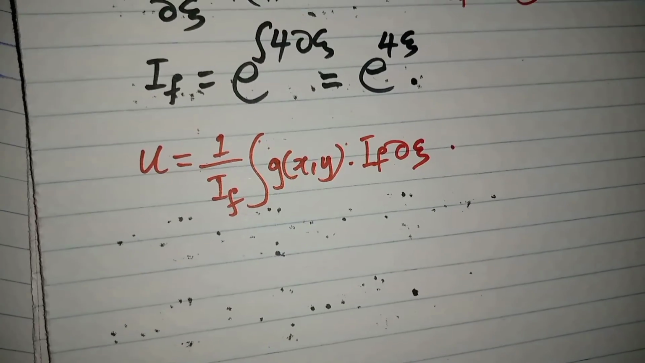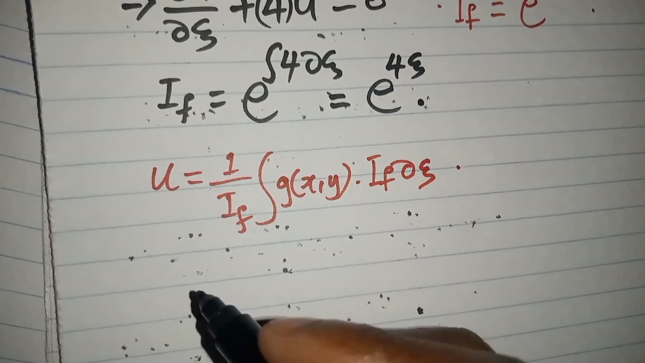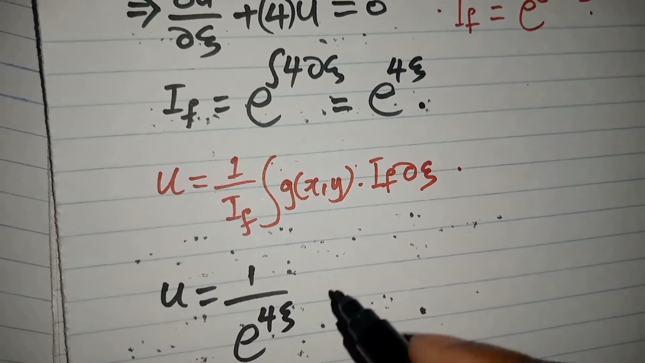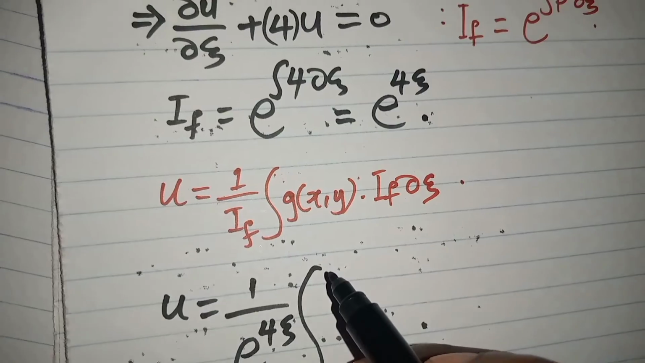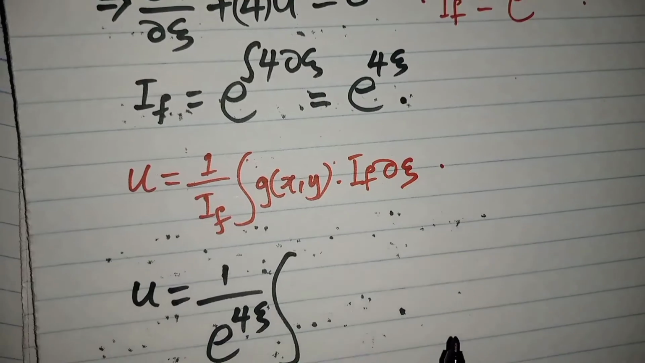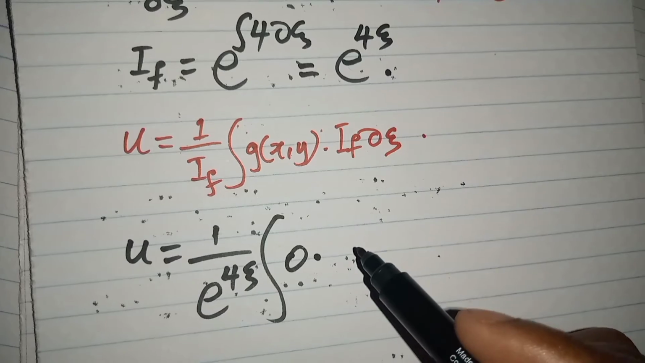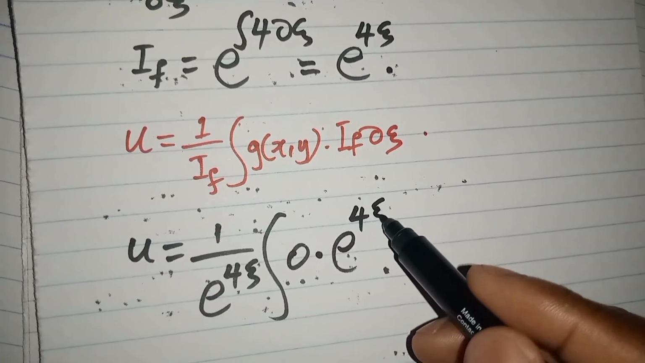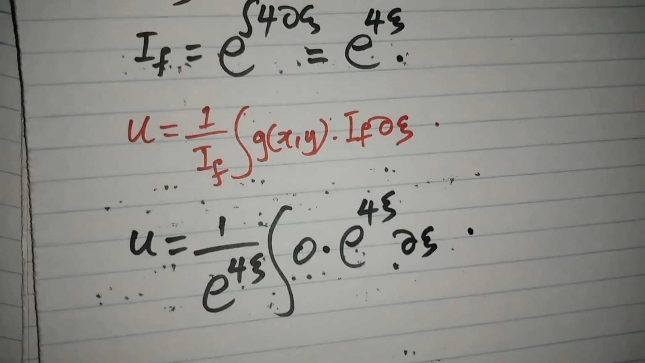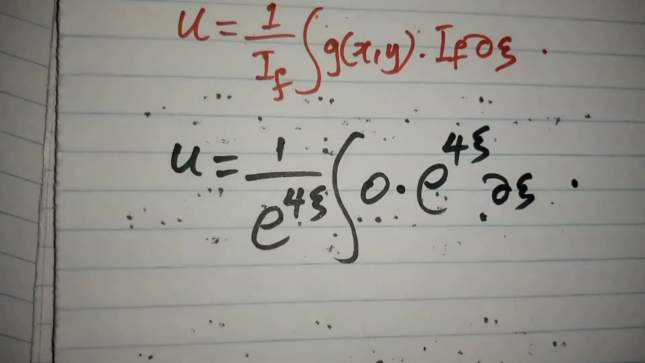Therefore, we are going to substitute our integrating factor and g of x y in this case. So u will be equal to 1 over our integrating factor, exponential 4xi, the integral of the function given at the equal sign, which is 0. So we substitute 0 where we have g of x y. So it will be 0 multiplied by our integrating factor, exponential 4xi, with respect to xi. Of course, it depends on the independent variable that we are operating with in obtaining the value of u.